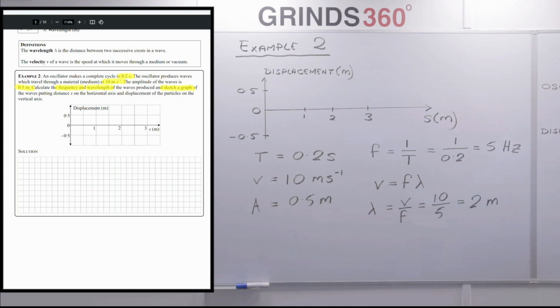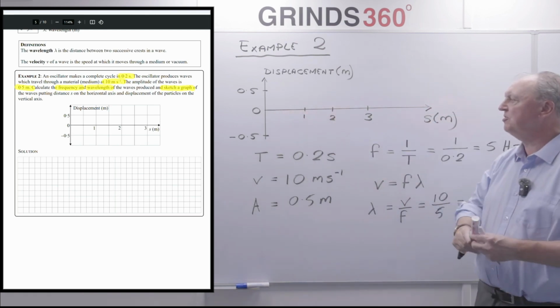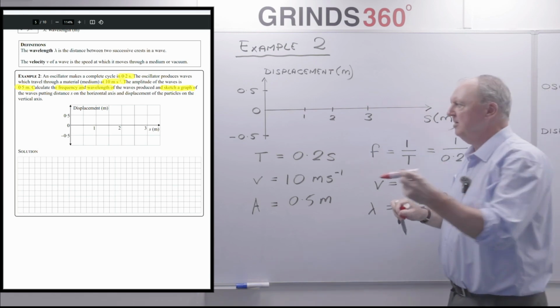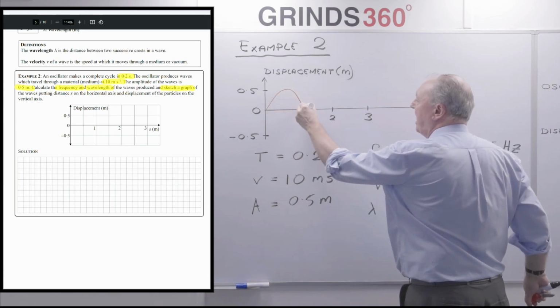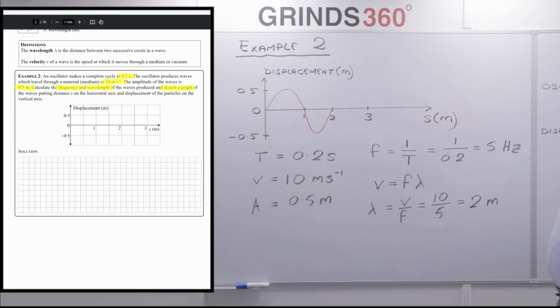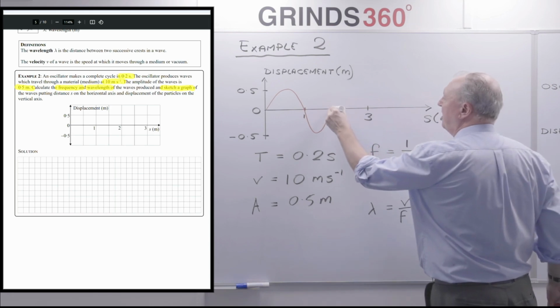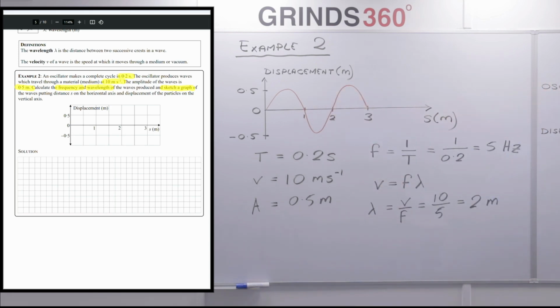I also know that the wavelength is 2 meters. That means a full wave will start there and finish at 2 meters. So this is how it goes. Here's my full wave. It goes up to 0.5. There's my half a wave, down to minus 0.5. And there's my full wave. There's enough room to put in another half a wave if you wish. There's a sketch of my curve.